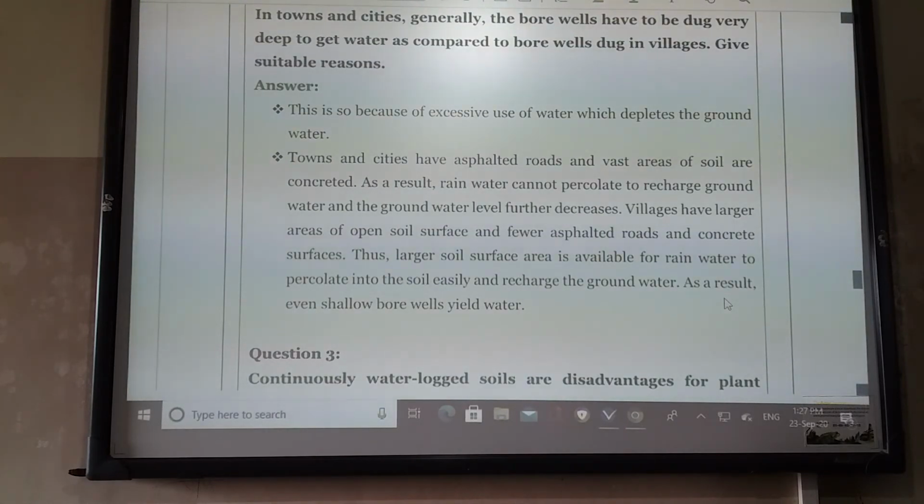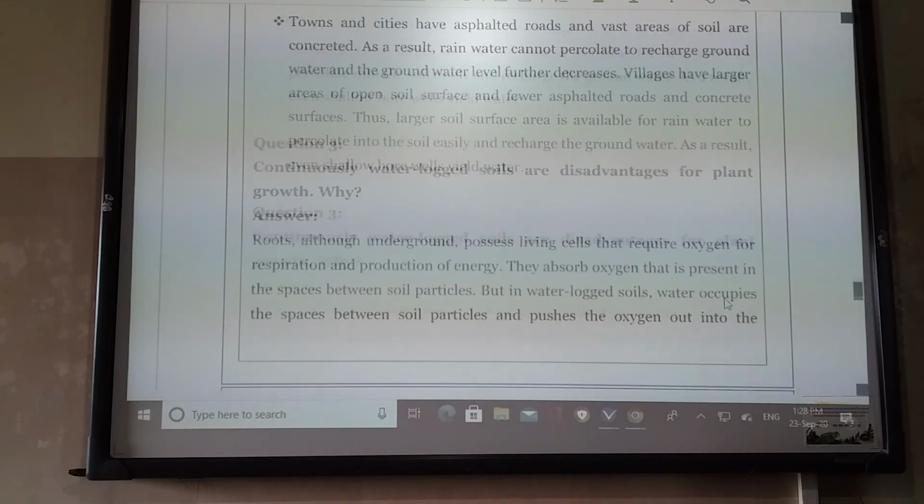When the rainwater cannot percolate, the water level cannot be high in cities and towns. Villages have a larger area of open soil surface and fewer asphalted roads and concrete surfaces. Thus, a larger soil surface is available for the rainwater to percolate into the soil easily and recharge the groundwater. As a result, even shallow borewells yield water. Hence, the absorption capacity is very high in the villages, and the borewell yield is very high in villages compared to towns.